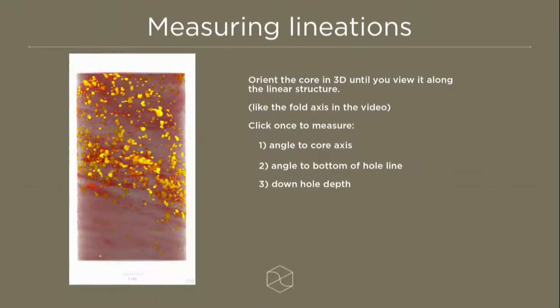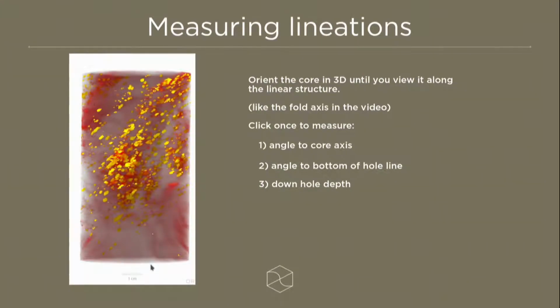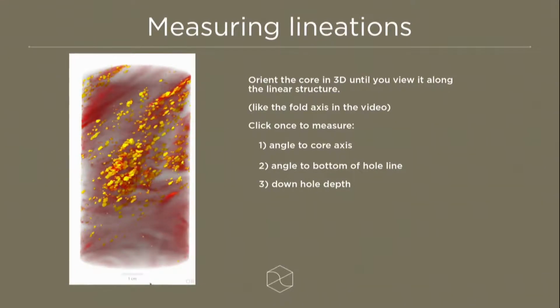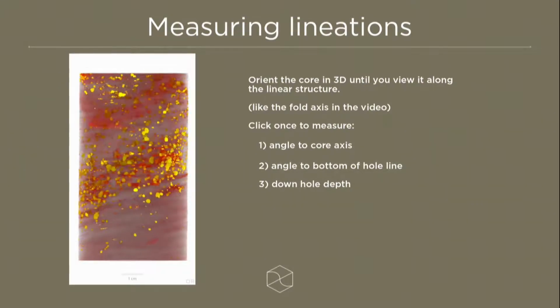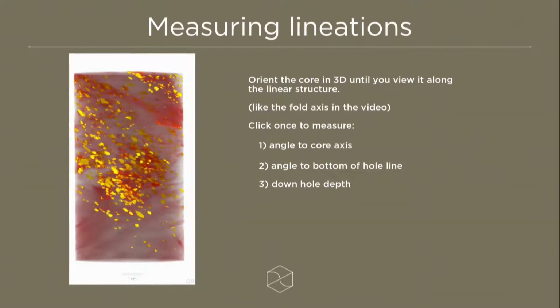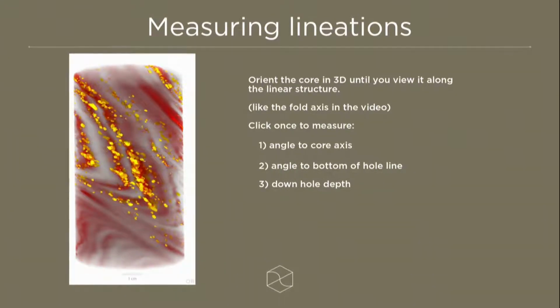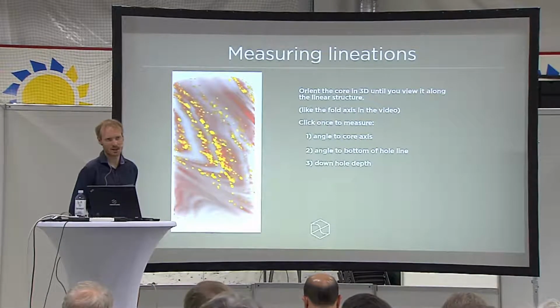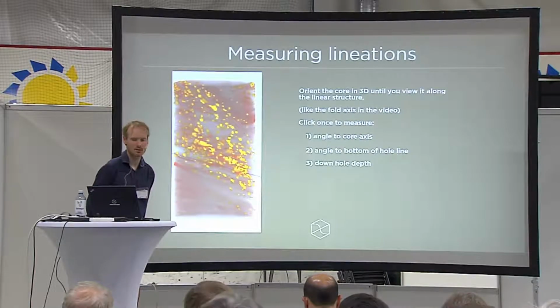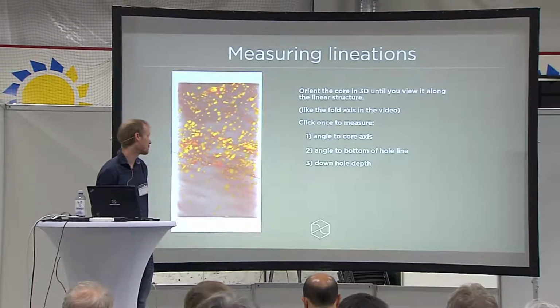For lineations instead, we need to rotate in 3D, not only 2D, so that we view along the linear structure. So in this example here, you have a very nice fold, and there it's pretty well oriented. So here you can just click on the image to define the lineation. And when doing so, again you would measure the orientation to the core axis and the angle to the bottom of hole line, as well as the down the hole depth.